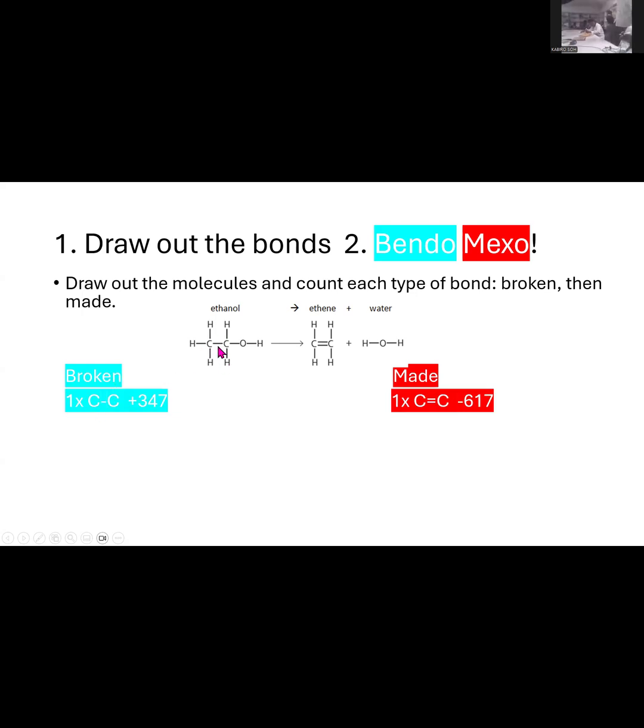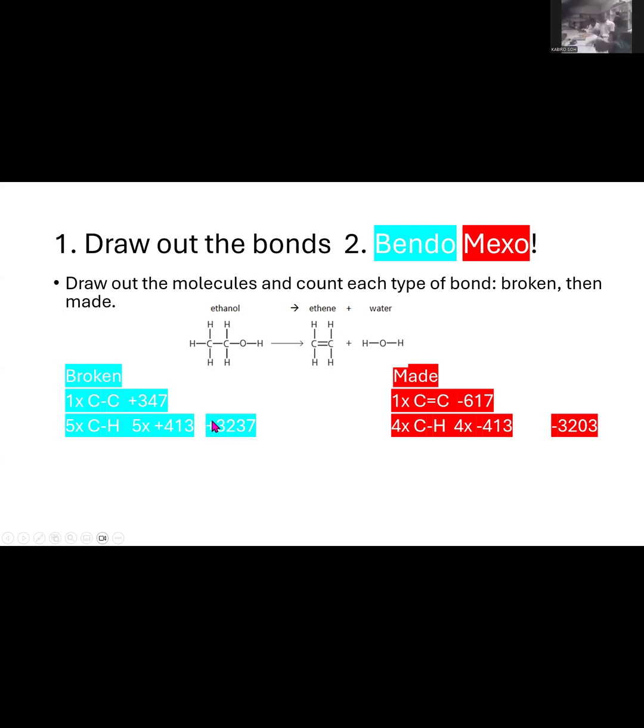So I'm going to break the carbon to carbon single bond. That is worth 347. And I'm breaking it so it's positive. This is really important that you concentrate on this bit. Then I'm going to make a carbon to carbon double bond. That's worth 617. And it's made so it's exothermic. I also break the carbon to hydrogen bonds, and there are 5 of them, 5 times 413 each. So that's 3,237, and it's positive. Why? Because it is being broken.